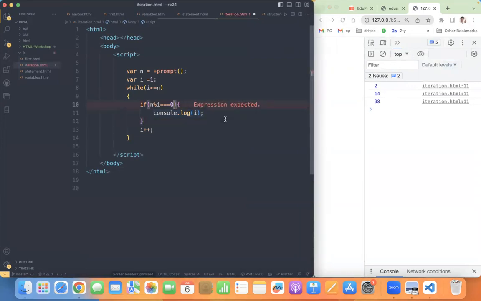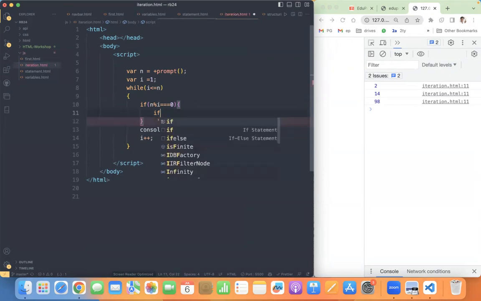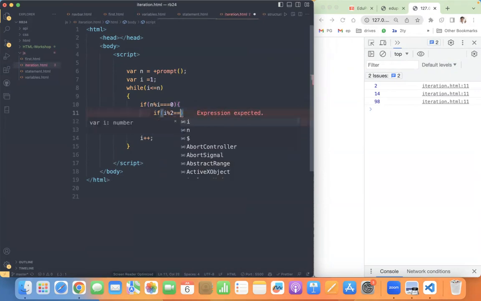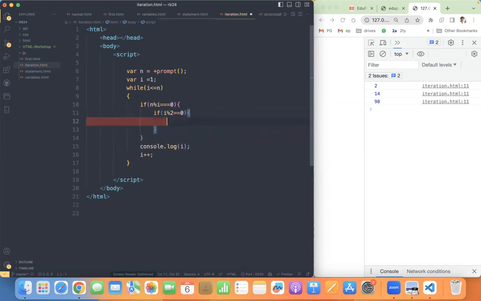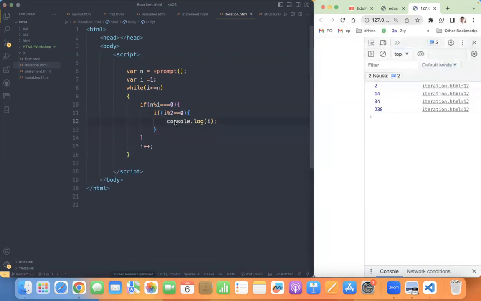But my favorite is: if I modulus 2 is equal to 0, then print it. This is my favorite because it is more readable. This is up to you. How you do that is up to you. Okay. Next.